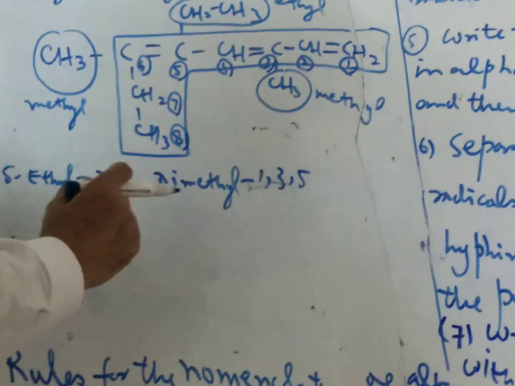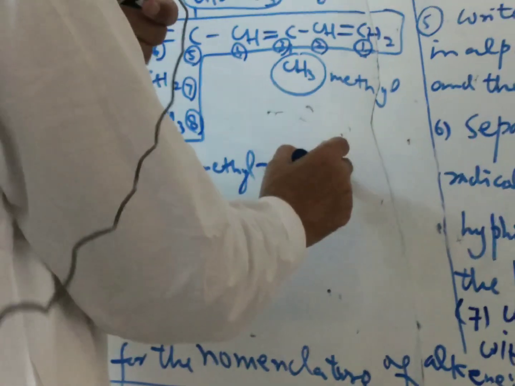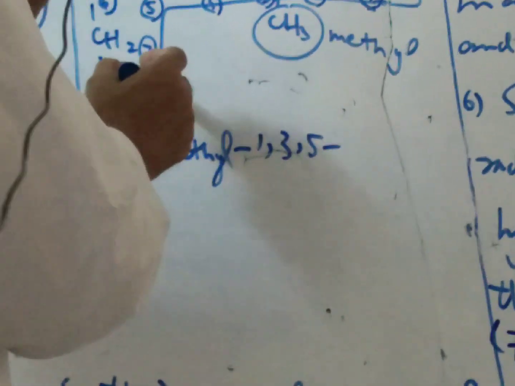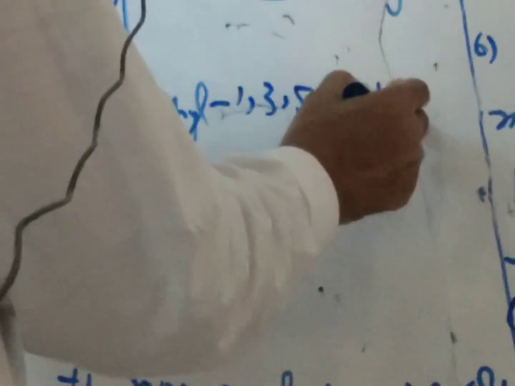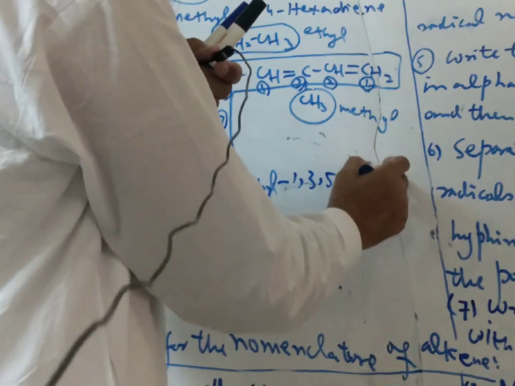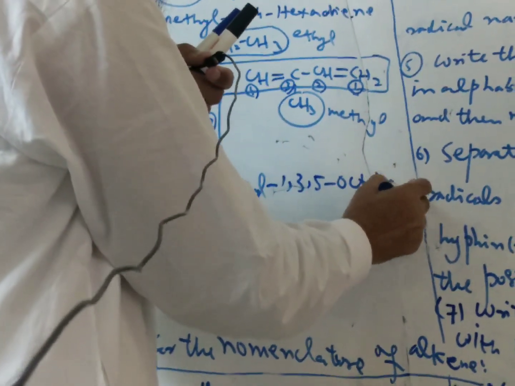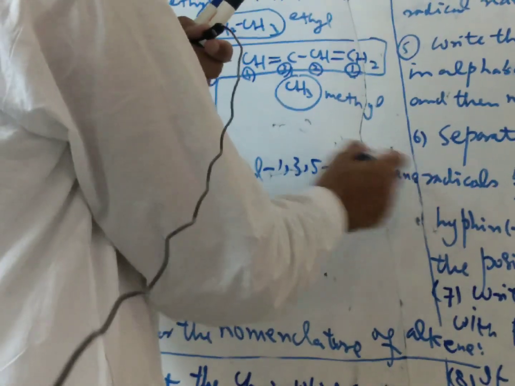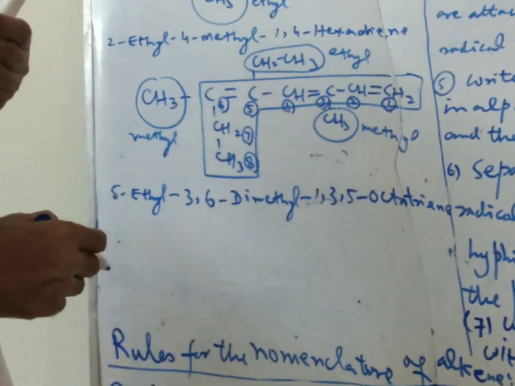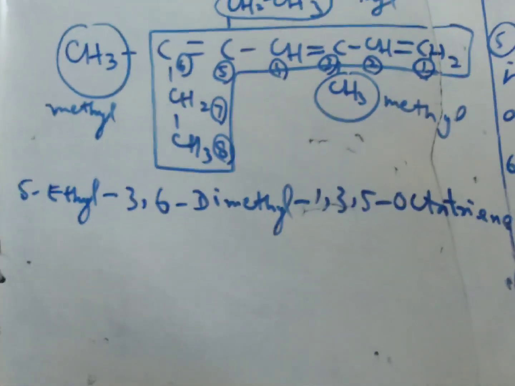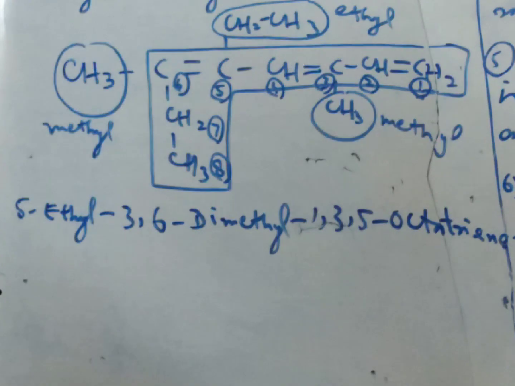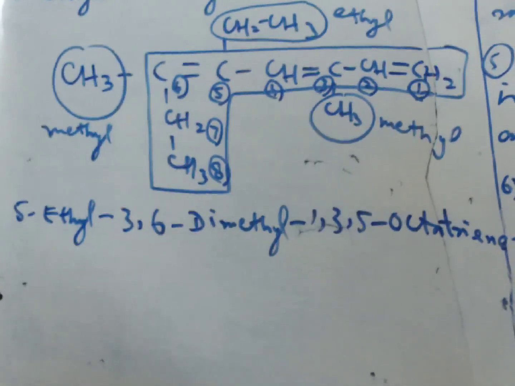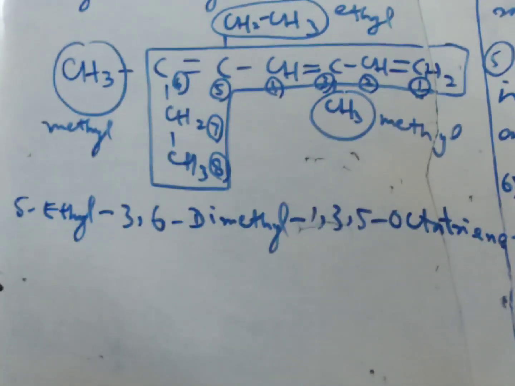Since we have 3 double bonds, the total number is 8. So this is called the octa. Octa means the 8. Since we have 3, so triene. This is the IUPAC name of the compound. So we can say that this is the basic requirement of the compound, that is how to write the name of the double bond.